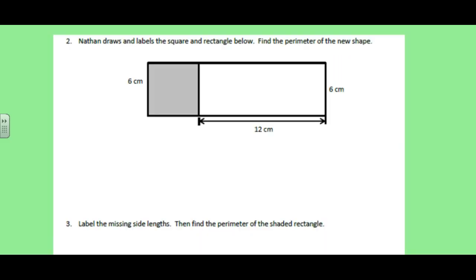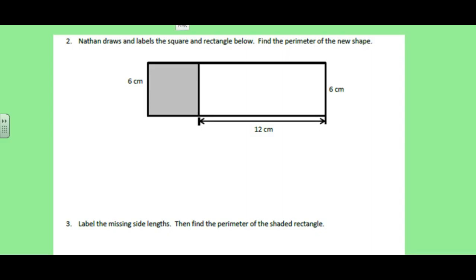Okay, now we're back on the back side of the problem set. It says Nathan draws and labels the square and rectangle below. Find the perimeter of the new shape. This one should be pretty simple because we've got a square and we've got a rectangle. Squares are easy to find and rectangles are easy to find, especially for given side lengths that are going to help us find the other side lengths.